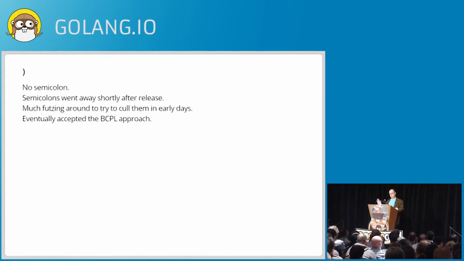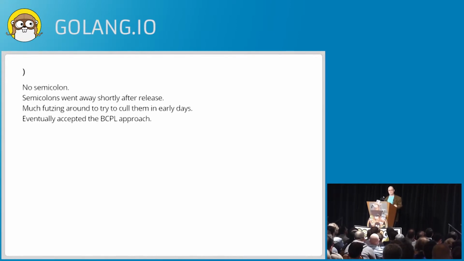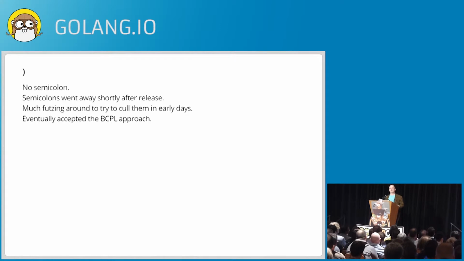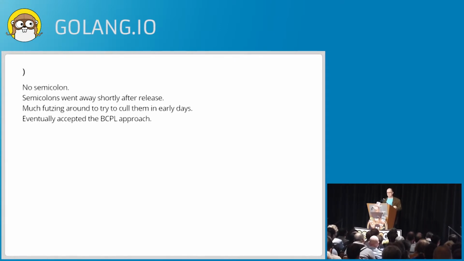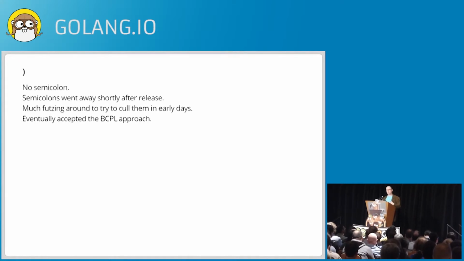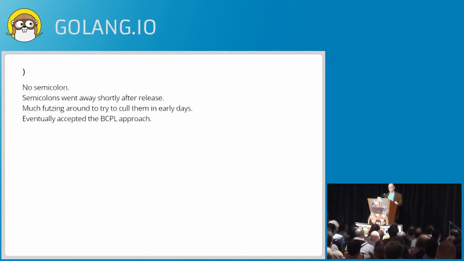And one day, I think Ken actually came in and said, why don't we just fix this? So we went back to Martin Richards' idea from BCPL, got rid of semicolons by injecting them in the lexer. And it changed the language a little bit because you had to format differently, but I think it was a huge win.